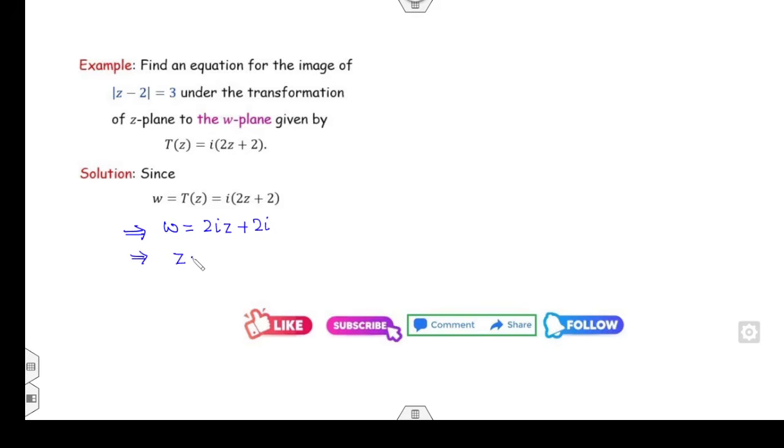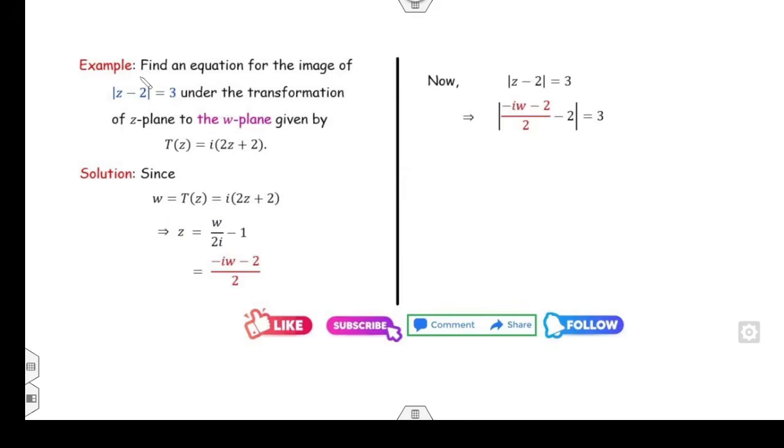Can you find the value of z? This is (w minus 2i) divided by 2i. I can substitute the value of this z, or I can rationalize it. I can multiply by i and divide by i. So the numerator part will be wi plus 2, and minus 2. I can substitute the value of z in the given equation of the circle.